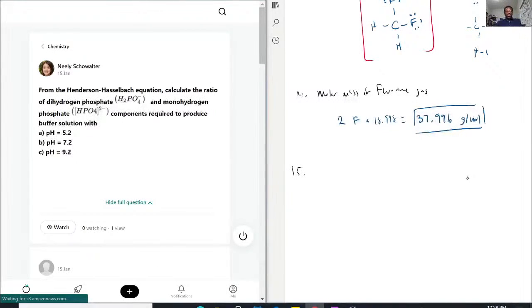So this is definitely going to be a bit of a doozy here. It says, from the Henderson-Hasselbalch equation, calculate the ratio of dihydrogen phosphate and monohydrogen phosphate components required to produce a buffer solution with each different pH. Okay, so it pretty much wants you to find the range between these two phosphates in order to then find out the concentration in terms of the hydronium, aka the acid, or the base, depending. But yes, let's see what we have here.